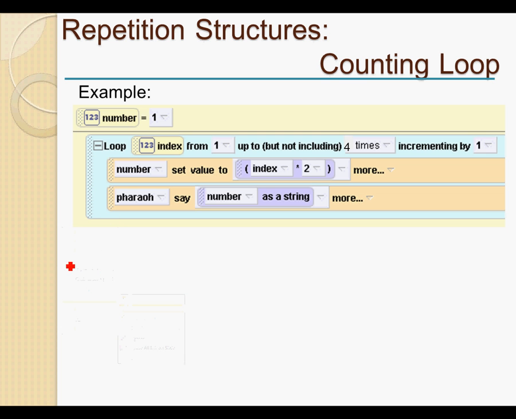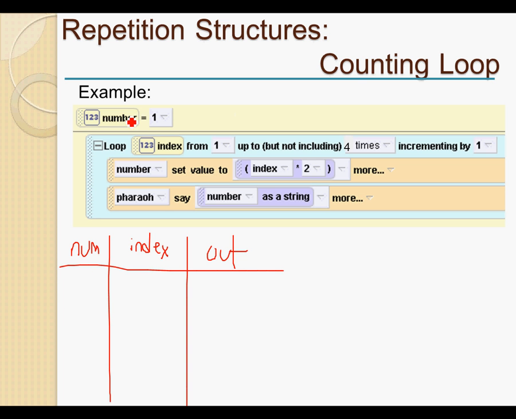Alright, when I try and predict the output of a code, what I do is I set up a table to keep track of the values of each of my variables. So I have a variable called number, I have a variable called index, and I also have my output. So I create my table, and then I'll be able to figure out what is going to be done here. So my number starts out as 1, my index also starts out as 1.